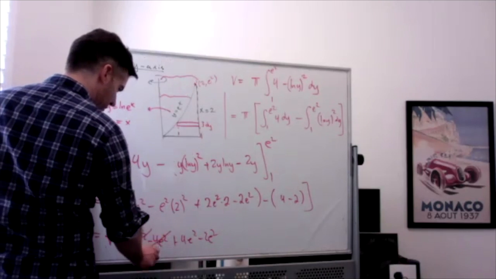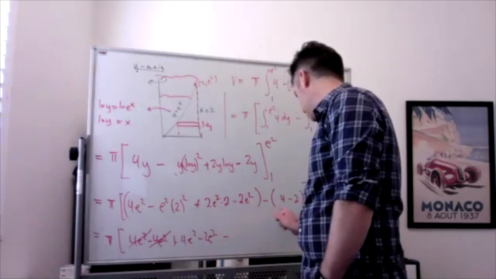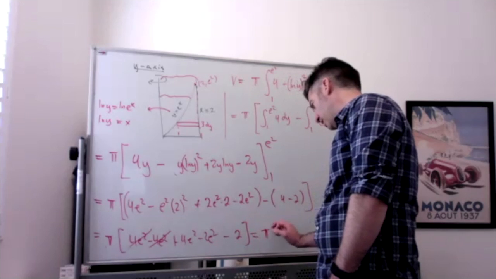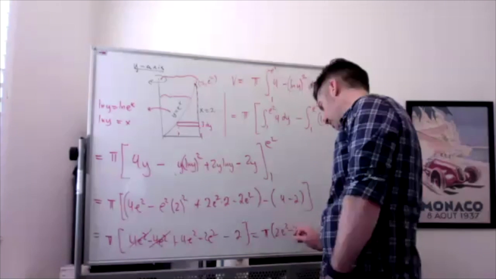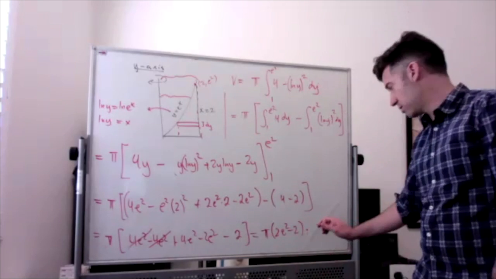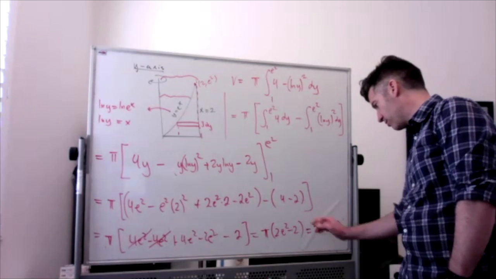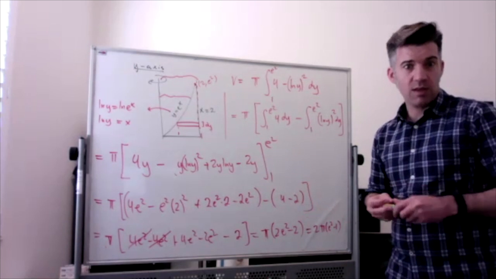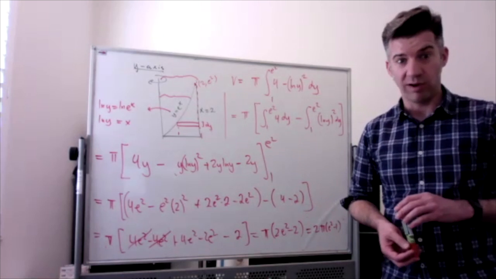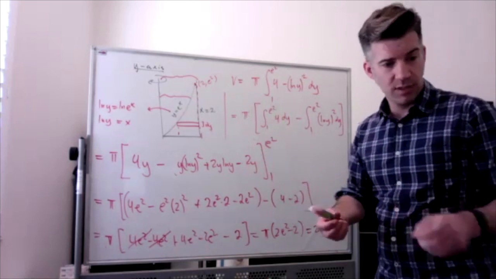Those cancel. 4e squared minus 2e squared is just 2e squared minus 2. So I end up with pi times 2e squared minus 2. Or you could factor out the 2 if you wanted to, so it's 2 pi times e squared minus 1. So there's some integration by parts thrown into a washer problem. Questions about anything I've done here?